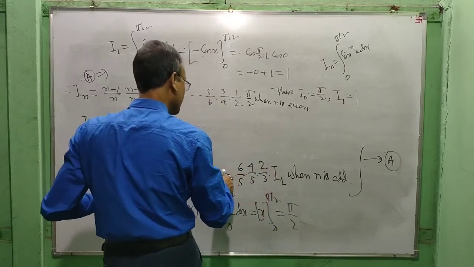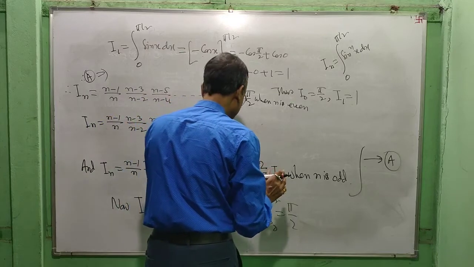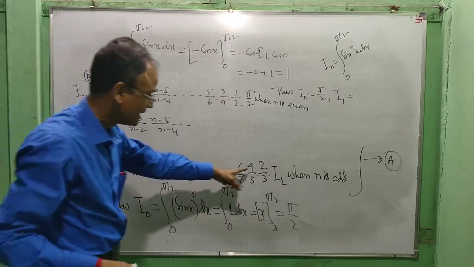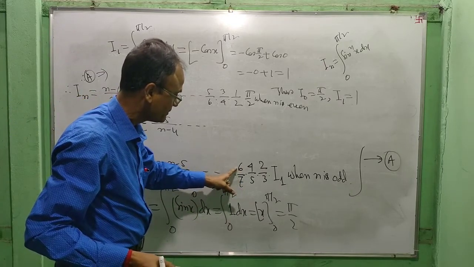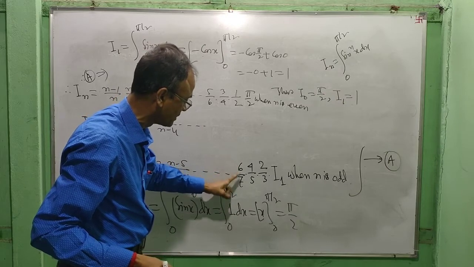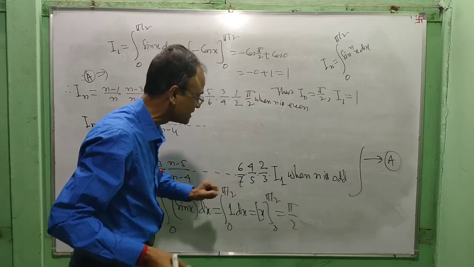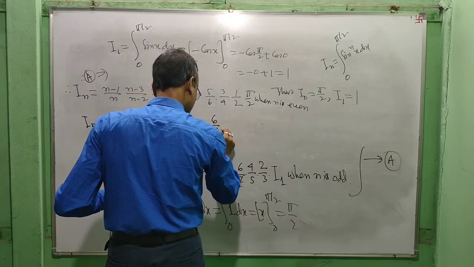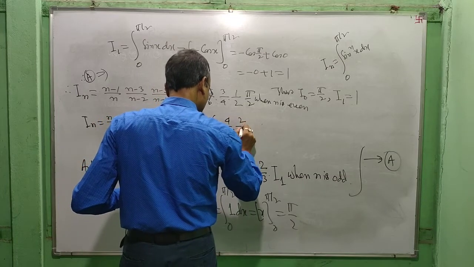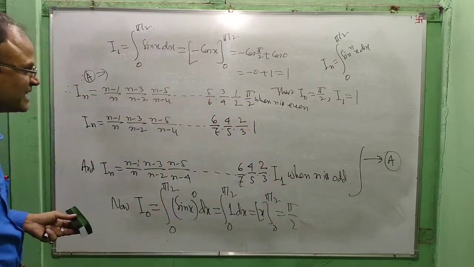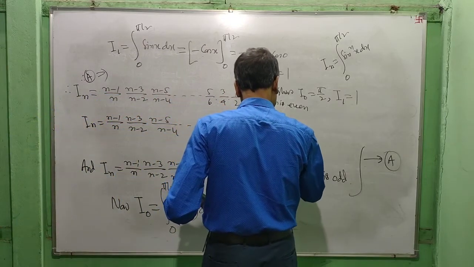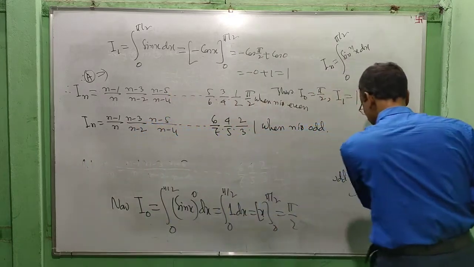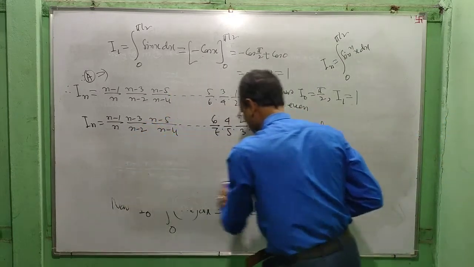No, this is not 5 by 4. When n is odd, it should be 6 by 7. I_n equal to n minus 1 by n, and so on. Last time I put 6 by 5, it is not 6 by 5. It is 6 by 7. It will be 6 by 7, 4 by 5, 2 by 3, into I1 equal to 1, when n is odd. Remember this.